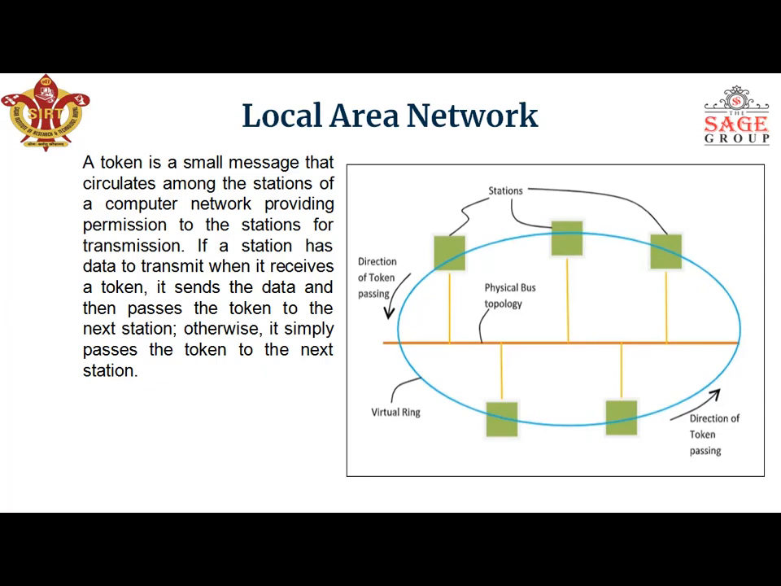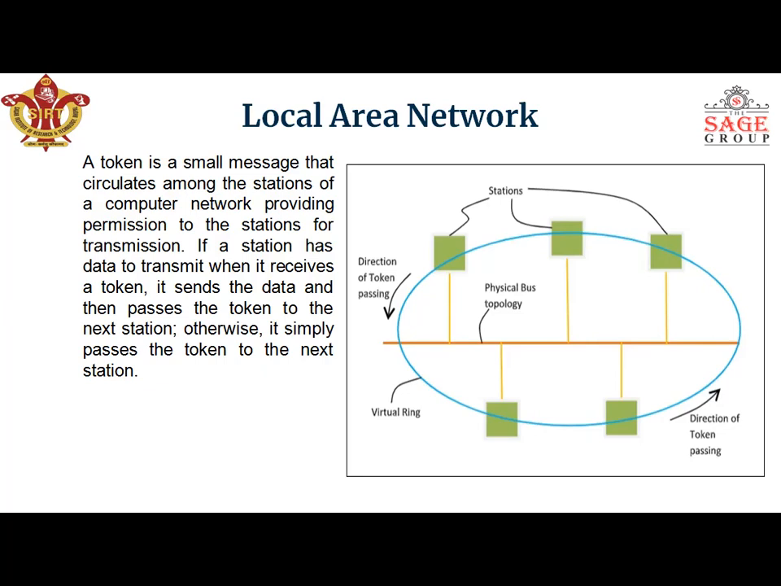This process continues again and again. Otherwise, it simply passes the token to the next station. Meaning if any station does not have data to send, it just passes the token, and if the second station also does not have any data for sending, then it again passes the token to the next station.